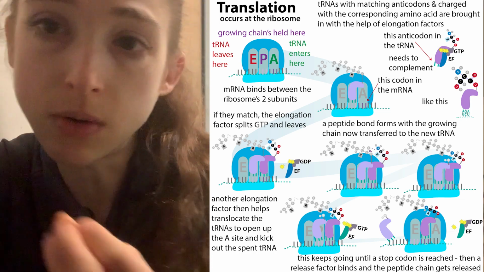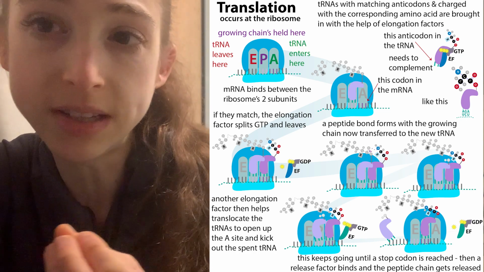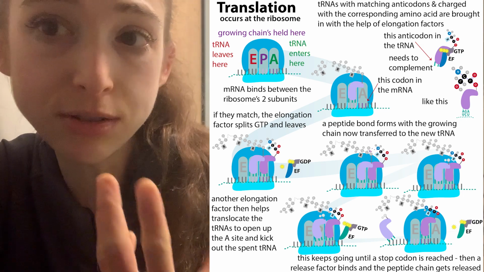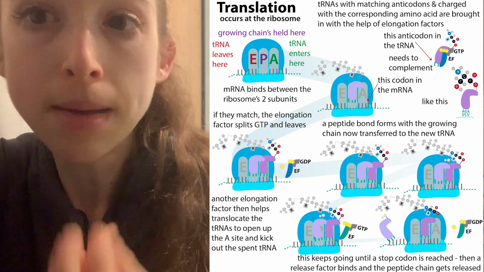And so the ribosome is going to go along. It's going to keep adding together all of these amino acids. It's going to get to what we call a stop codon, basically a signal that's going to tell the ribosome to stop making that protein.